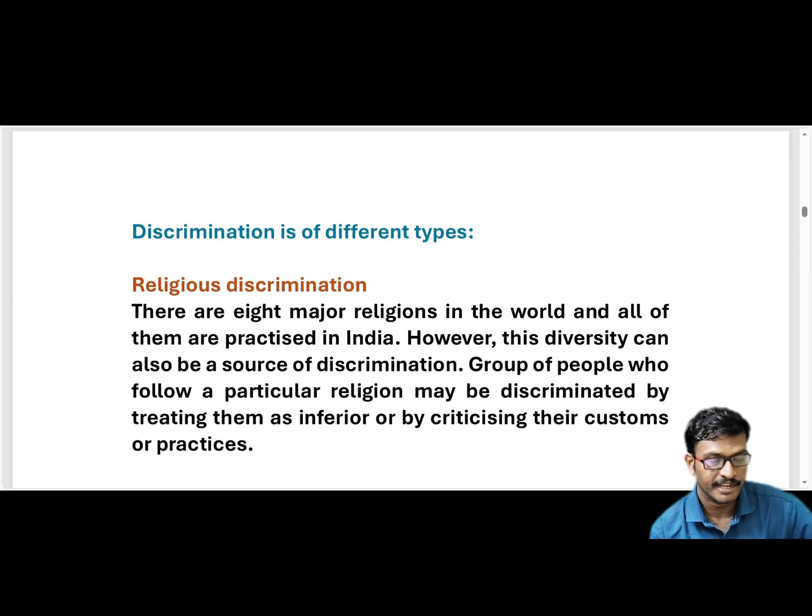Discrimination means treating someone as inferior by criticizing their customs and practices. Every religion has different habits and practices, customs and traditions. One religion criticizes another religion. This is all about religious discrimination and caste-based discrimination. Just now we have discussed it, no?